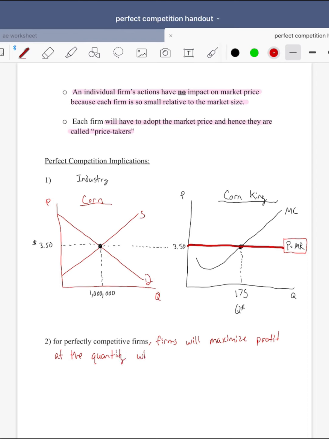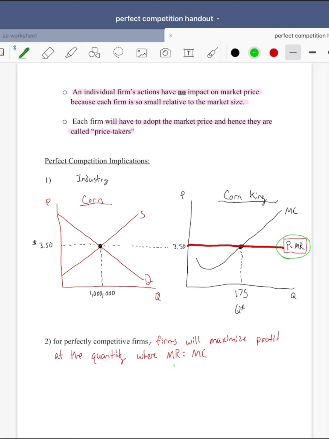Now, one of the other key takeaways is that for perfectly competitive firms, price is equal to our marginal revenue. And this will make a little bit more sense once we start looking at some of these tables and determining the profit maximizing output level that way. So for perfectly competitive firms, price is always going to be equal to your marginal revenue.